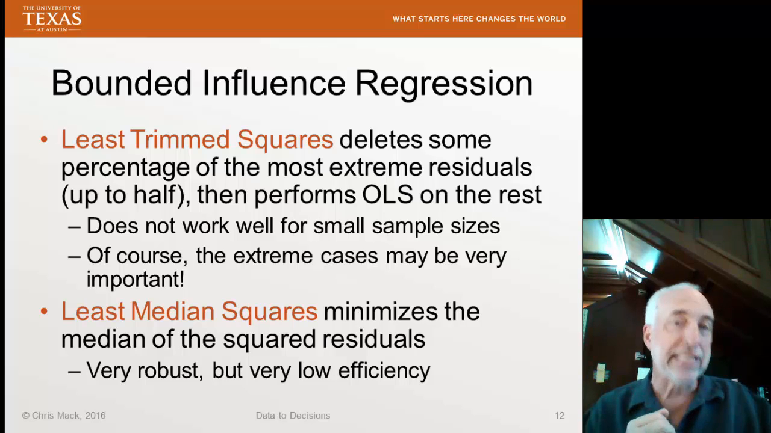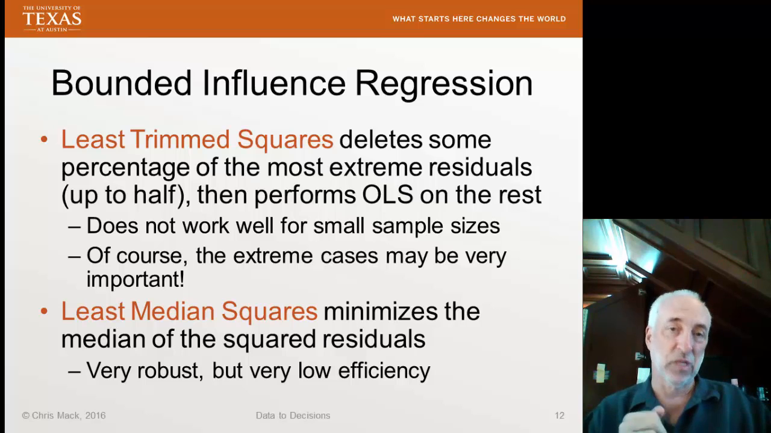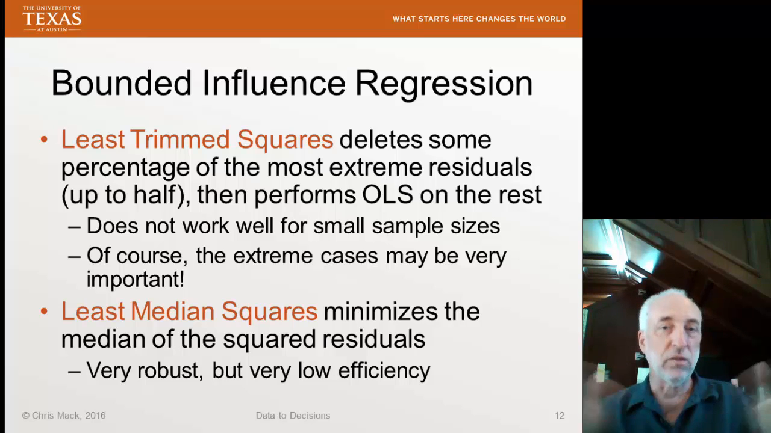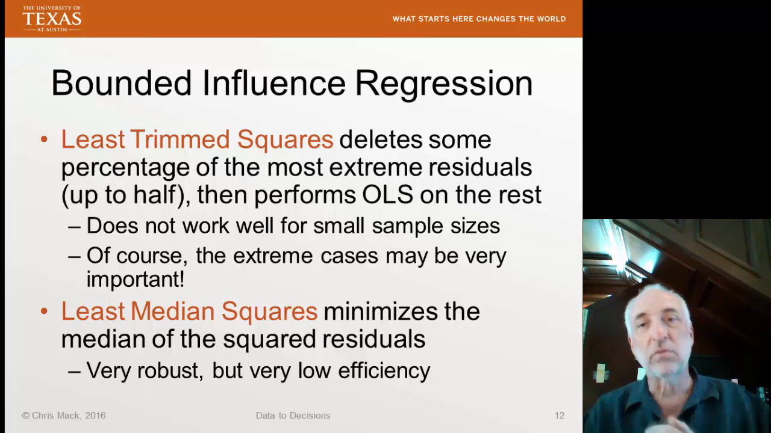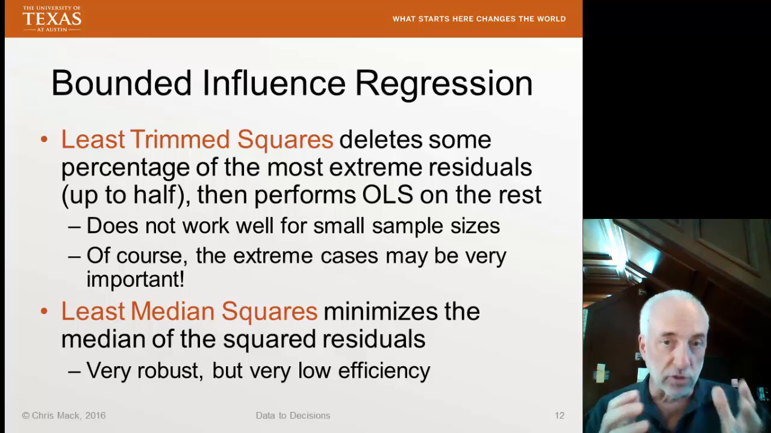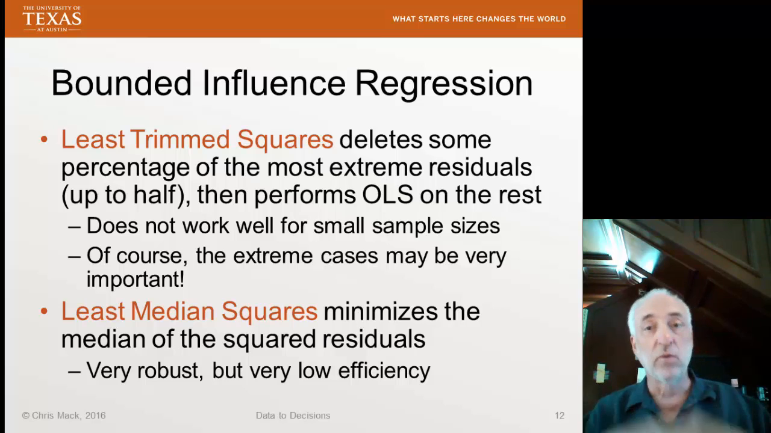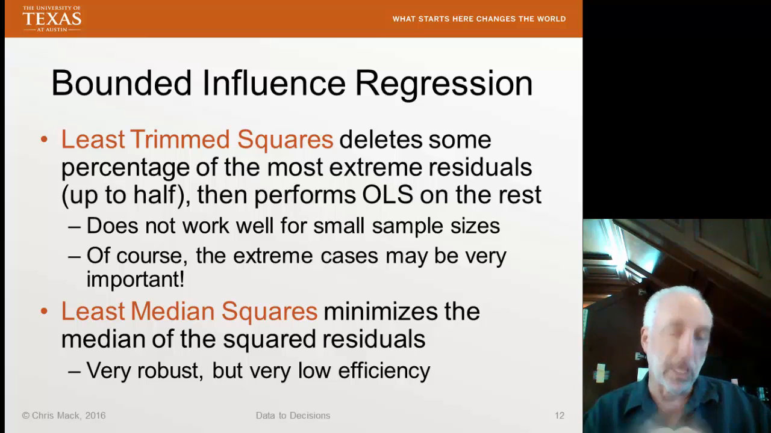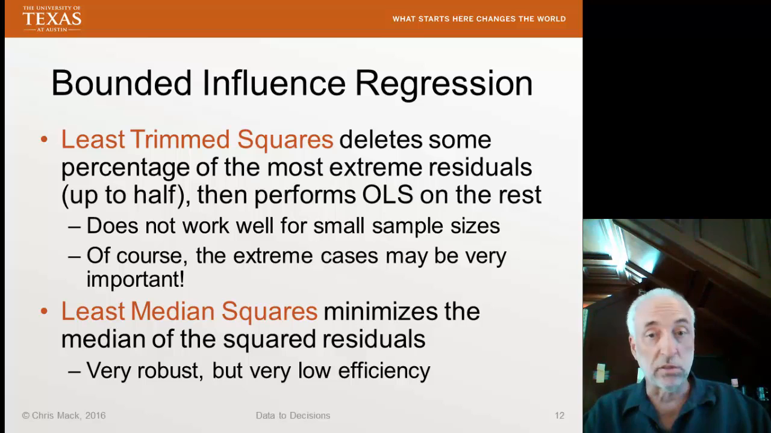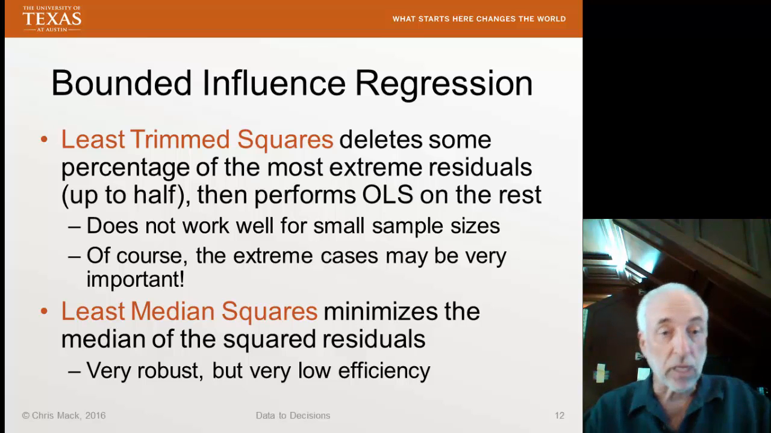We can use a least trimmed squares, where we do a regression and we delete some percentage of the most extreme residuals, and then we perform OLS on the rest. It has to have a large data sample for that to work. And again, if you don't look at what you're doing, you might throw out very important data.